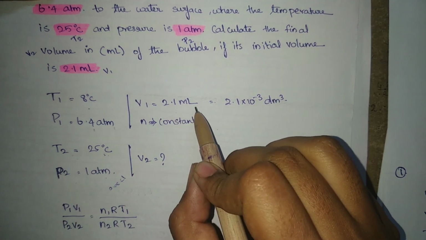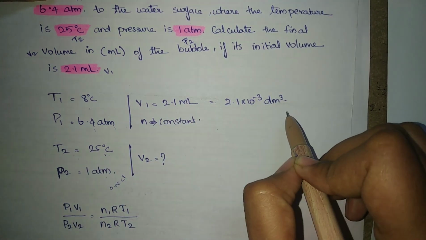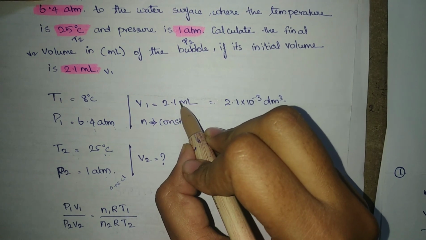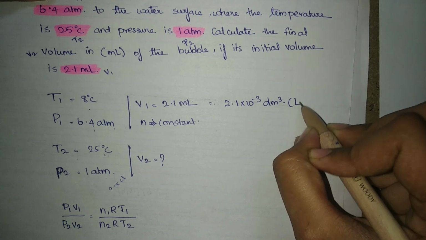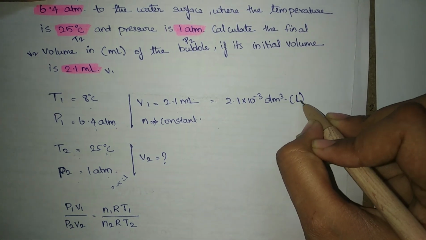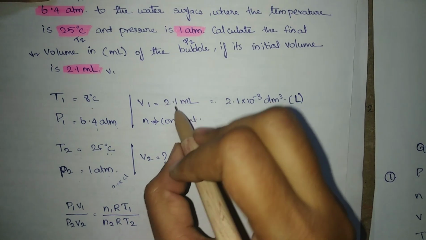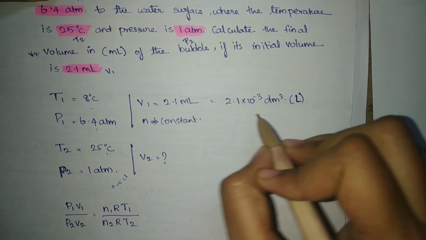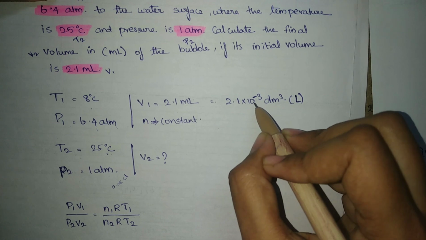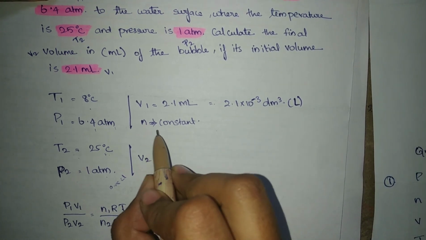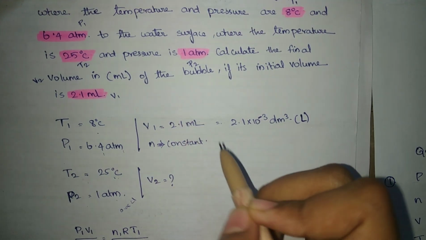V1 is 2.1 ml. We have to convert it into decimeters cube. That is why I am converting this milliliter into liter. Liter is otherwise decimeter cube, so liter and decimeter cube are more or less the same. So we are converting this 2.1 ml into 2.1 liters, so I am multiplying it with 10 to the power of minus 3.